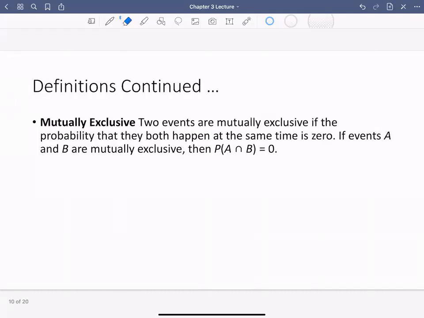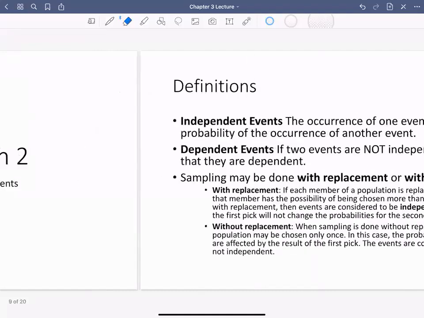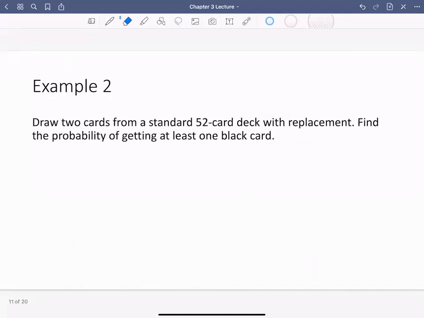All right, so then example 2 of the chapter. Draw 2 cards from a standard 52 card deck with replacement. Find the probability of getting at least 1 black card. Well, let's just talk about it.